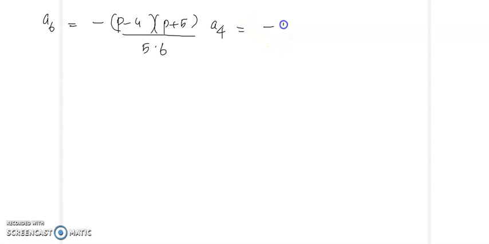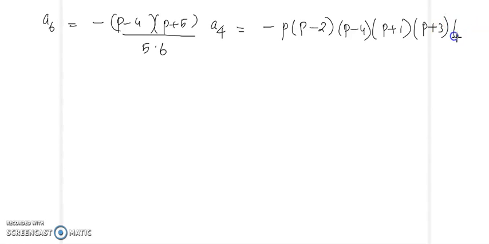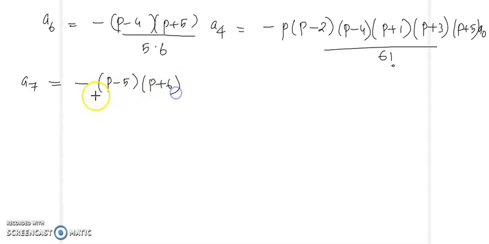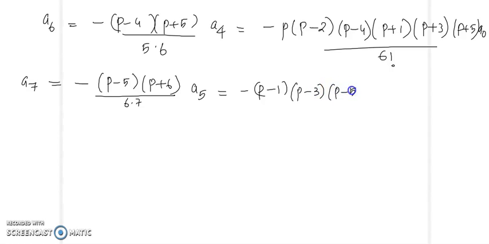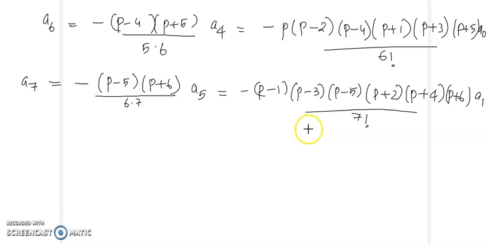And similarly when you take a6, it will be minus (p-4)(p+5) by 5 into 6 a4. So we will get minus p(p-2)(p-4)(p+1)(p+3)(p+5) a0 by 6 factorial. Similarly when you take a7, it will be minus (p-5)(p+6) by 6 into 7 a5. So that will be minus (p-1)(p-3)(p-5), then you have (p+2)(p+4)(p+6) into a1 by 7 factorial. So you will get it in this form.